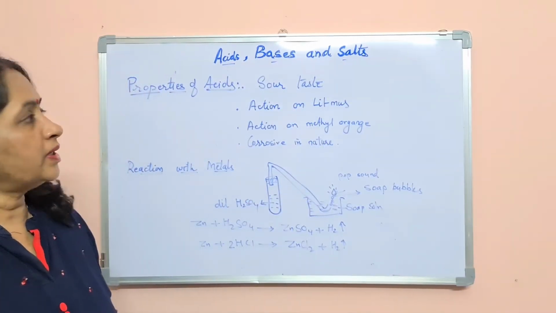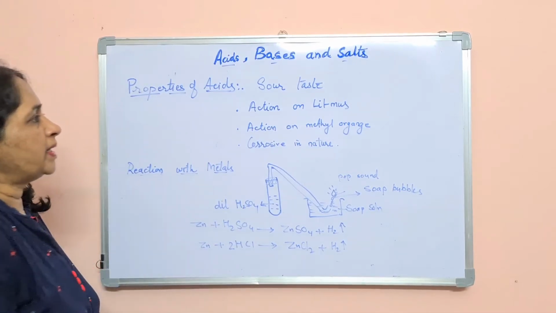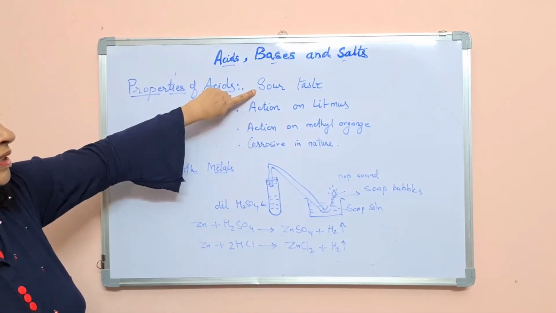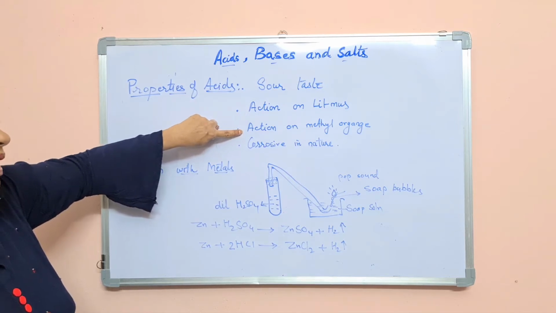Let's look at the properties of acid. The first property: sour to taste. Action on litmus, which we have just seen: acid turns blue litmus red. The action of methyl orange and phenolphthalein we have also seen.